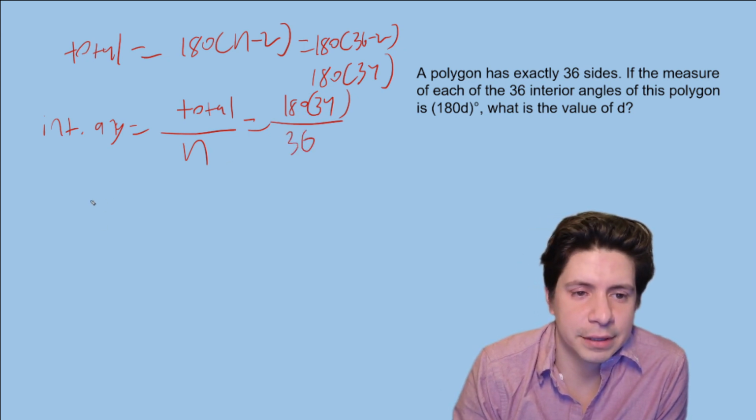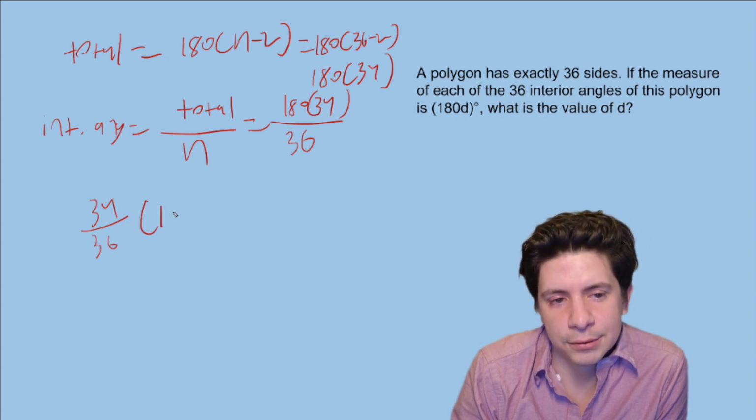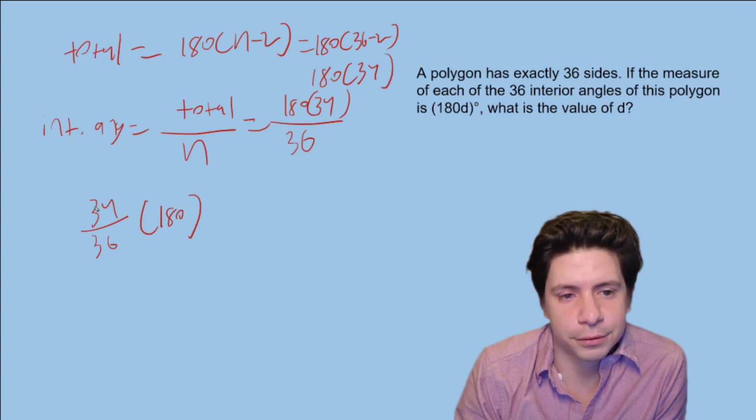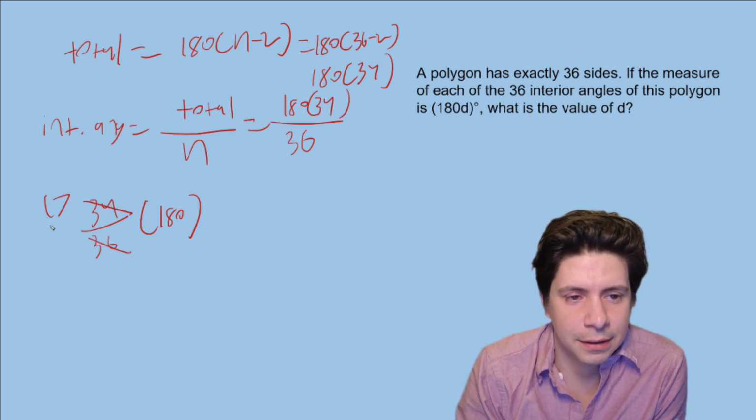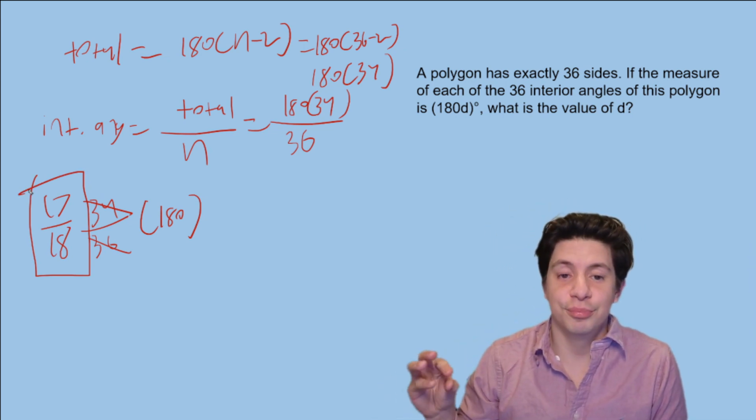So that's going to give us 36 times 180, right? We have the 180 already, so D will be 34 over 36, which is just 17 over 18. Okay, people have seen questions like this before in the test, and they'll come again, so be prepared.